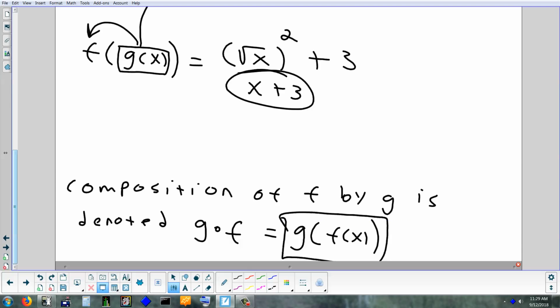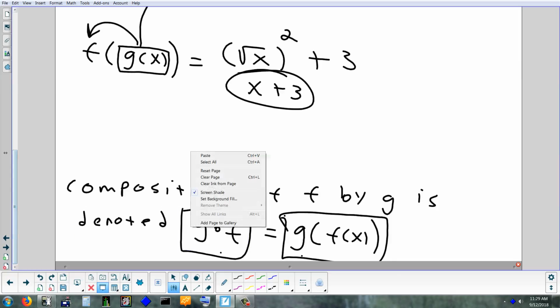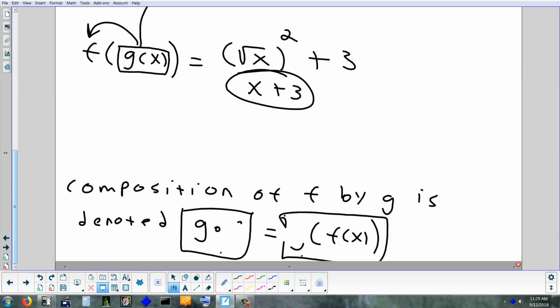Okay. I'm always going to use this notation, or you could see this notation too. That's like a g, a small circle, and an f. These mean the same thing. I'm okay with the g, the small circle, and the f because at least it's in the order, the way we're used to writing it, versus the way it's written up above.